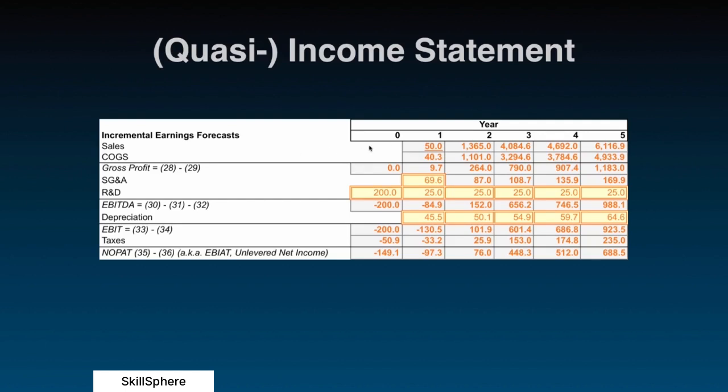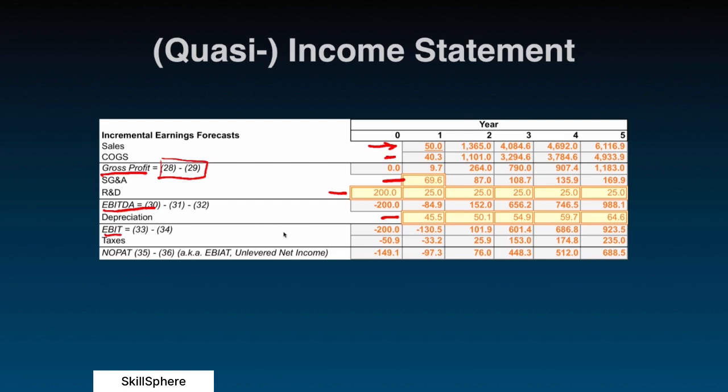So we start top line with sales, subtract off COGS, that gets us gross profit. We're going to subtract off our SG&A, subtract off R&D, that gets us our EBITDA. And sorry, ignore these numbers here. What they are, they're references to rows in the spreadsheet. They're just a useful way to keep track of things. We're going to pull off our depreciation. That's going to get us our EBIT.